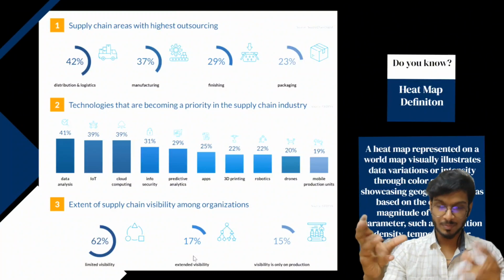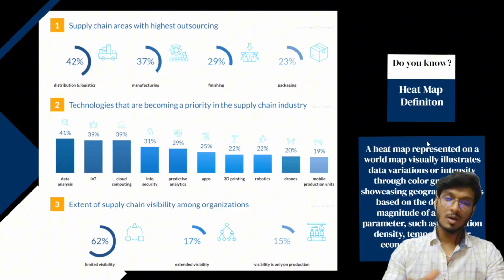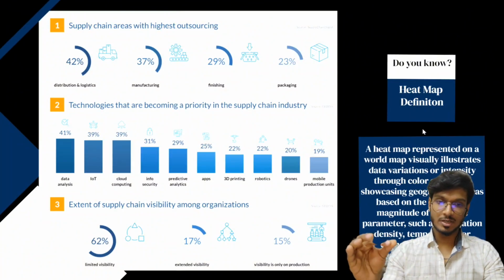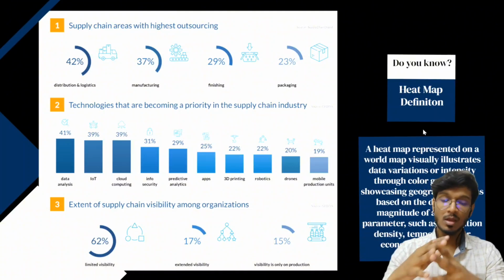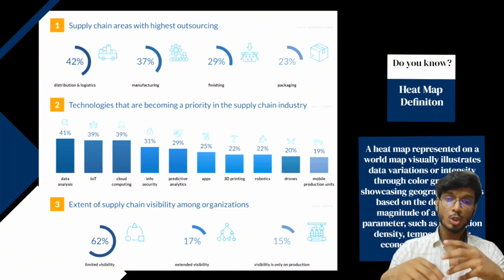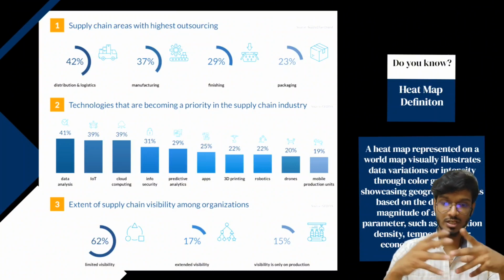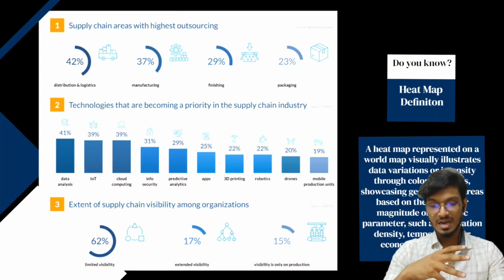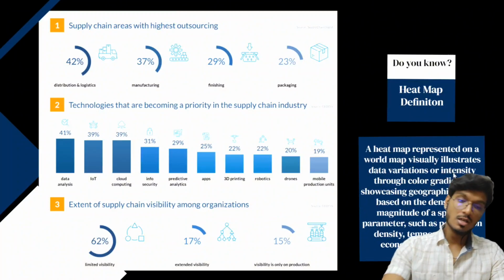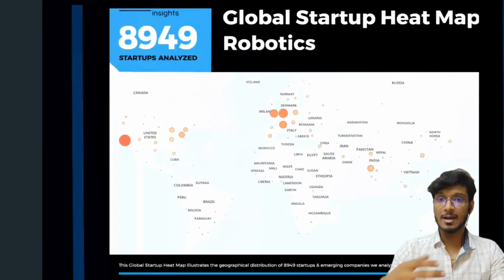and it's not that popular among everyone. So coming to the next slide, before going to the next slide, we need to know a definition about a type of map that is called a heat map or a heat chart. What is a heat map? A heat map represented on a world map represents data variations or intensity through color gradients, showcasing geographical areas based on the density or magnitude of a specific parameter such as population density, temperature, or economic indicators. So this definition is used in the next slide.